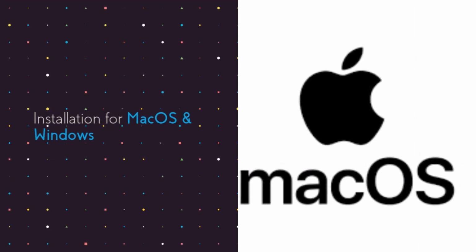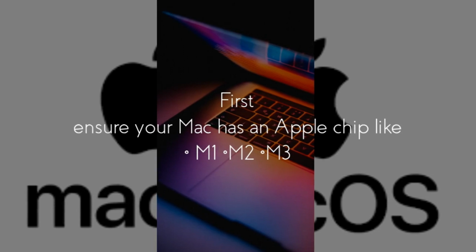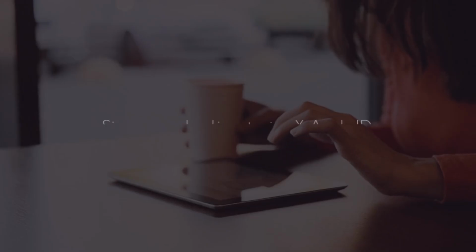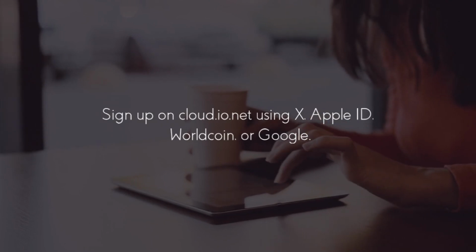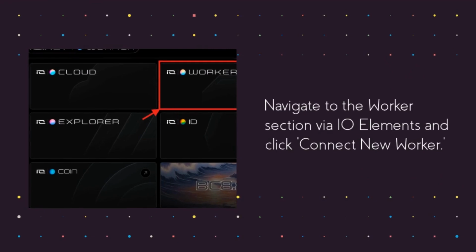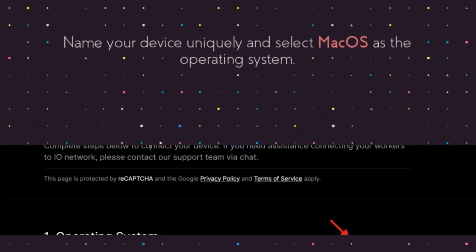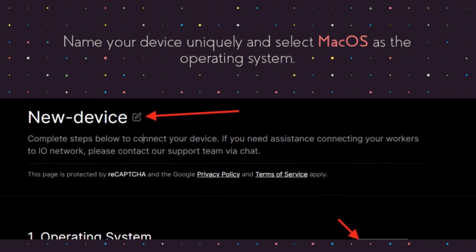Installation for macOS and Windows. To install Worker on macOS, first ensure your Mac has an Apple chip like M1, M2, or M3. Sign up on cloud.io.net using X, Apple ID, WorldCoin, or Google. Navigate to the Worker section via I/O Elements and click Connect New Worker. Name your device uniquely and select macOS as the operating system.